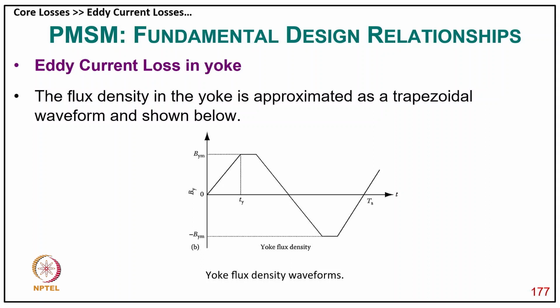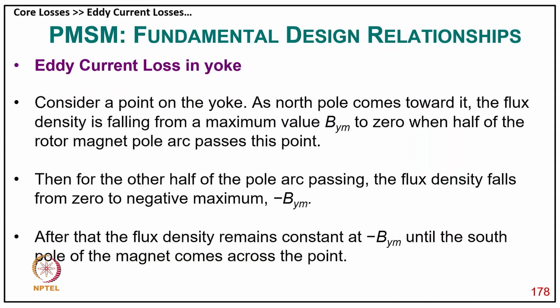The flux density in the yoke is approximated as a trapezoidal waveform as shown here, and consider a point on the yoke. As the north pole comes towards this point, the flux density falls from the maximum value Bym to 0, and when half of the rotor magnet pole arc has passed this point, then for the other half of the pole arc passing, the flux density falls from 0 to the negative maximum, that is minus Bym. After that, the flux density remains constant at minus Bym until the south pole of the magnet comes across the point.